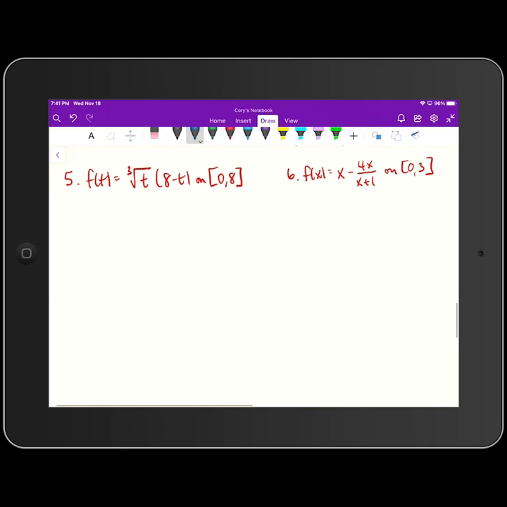Okay, you guys try 5 and 6. For 5, you have the function f of t equal to the cube root of t times 8 minus t on the closed interval from 0 to 8. And for 6, you have f of x equal to x minus 4x over x plus 1 on the closed interval from 0 to 3. Find the absolute max and absolute min for those functions on the given interval. So again, pause the video and give those two a try.